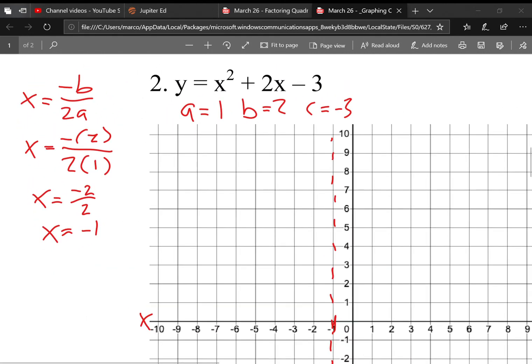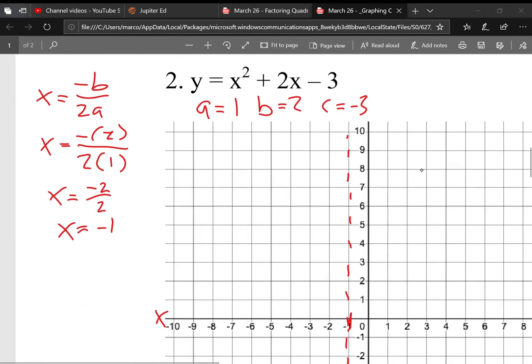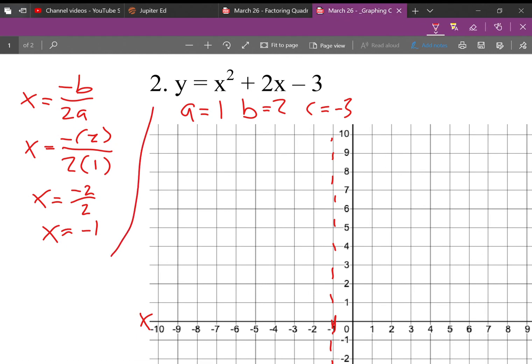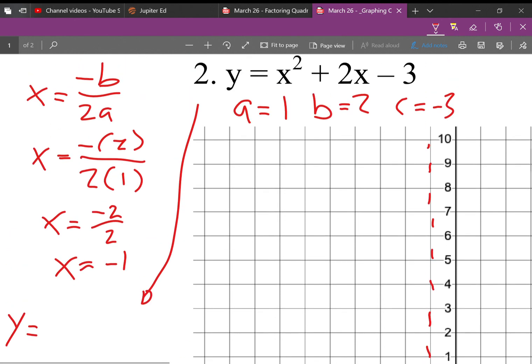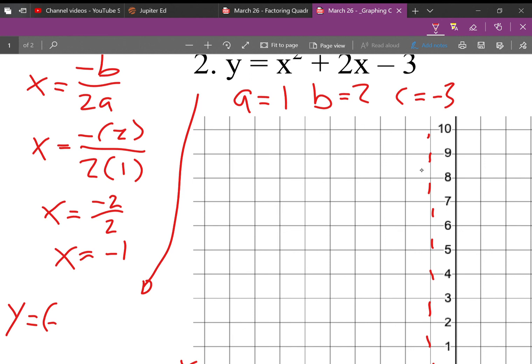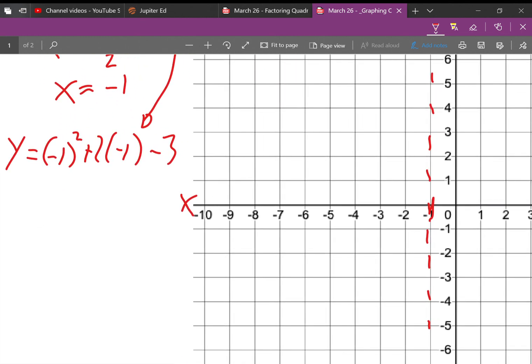Okay, so again, we just graphed this vertical line. Now we're going to find and graph the vertex as well. So I'm going to take my -1, I'm going to plug into my original equation, which is over here. So that'll give me y equals x squared plus 2x minus 3, so I have -1 squared plus 2 times -1 minus 3. -1 squared is +1, 2 times -1 is -2, and minus 3. That cleans up to be -4.